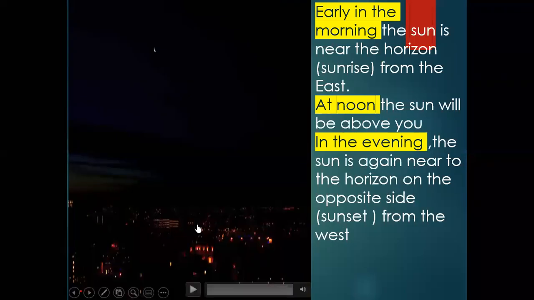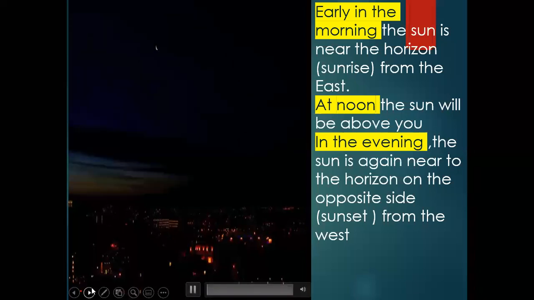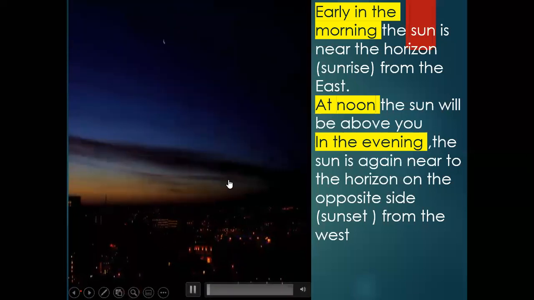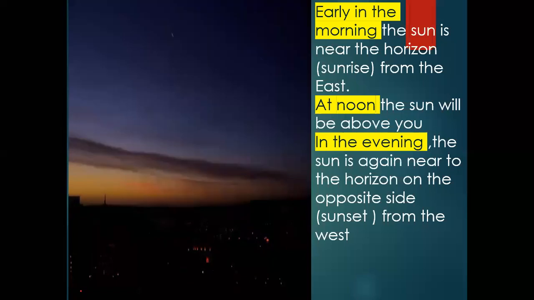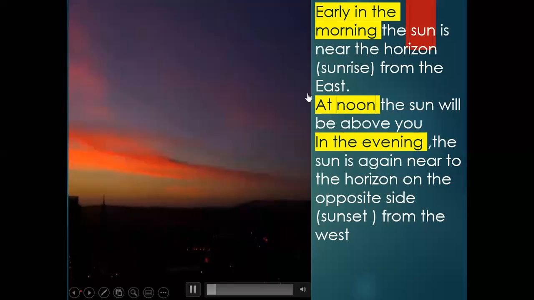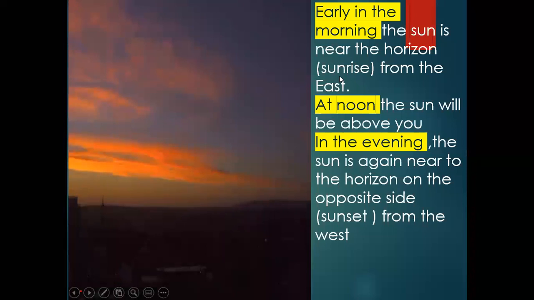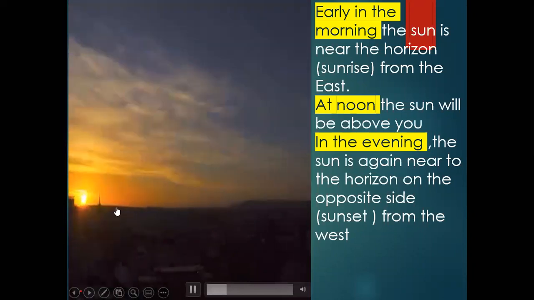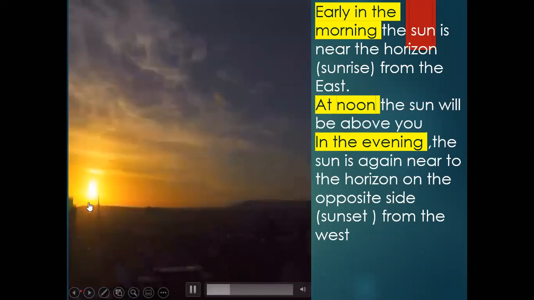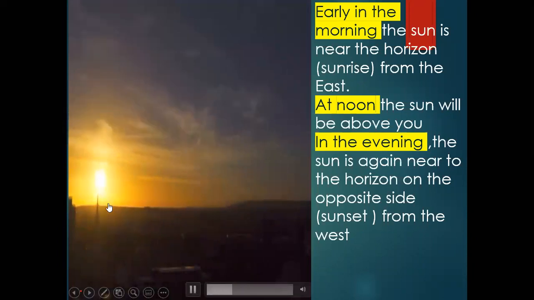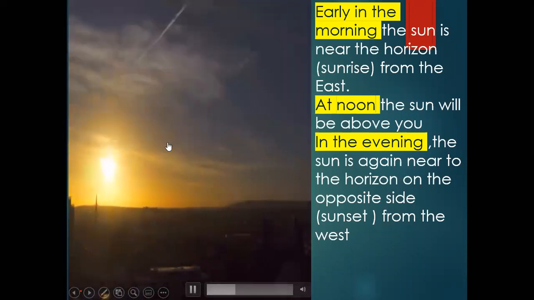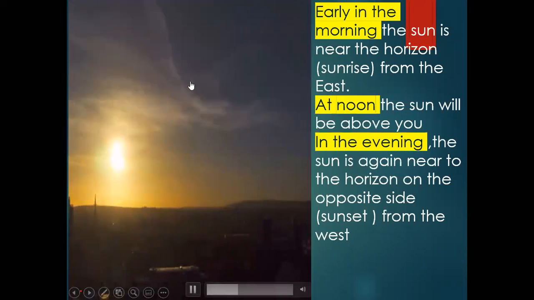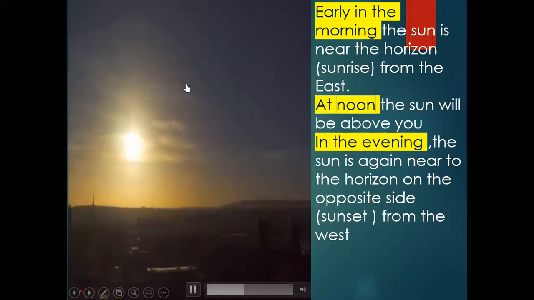Here, check this video again with me to see the sunrise and the sunset. Early in the morning, the sun is near the horizon. Here, we call it the horizon, meaning the horizon. Here the sun rises from the east. At noon, the sun will be at a high point in the sky, above your head.